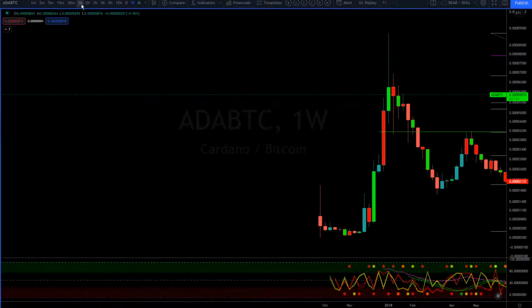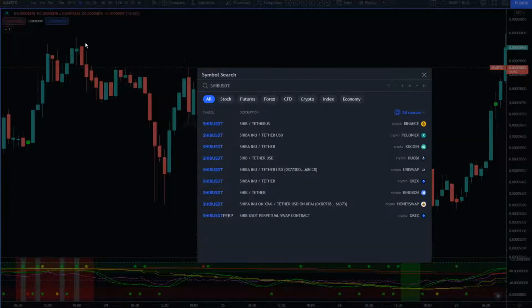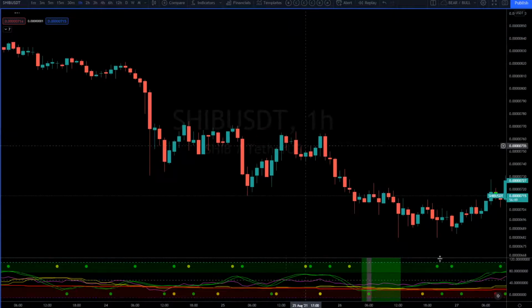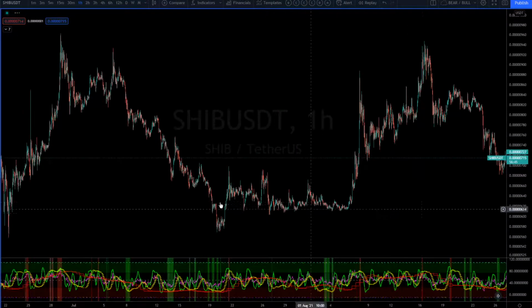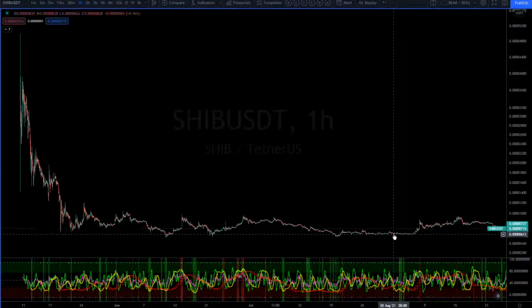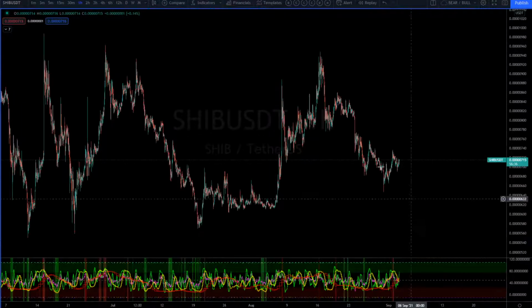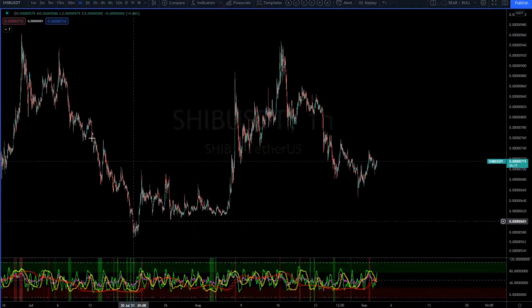I'd say SHIB actually looks pretty darn good. I would say that on lower time frames, there's accumulation that did occur for a long period of time, at about 612. It's at 714, but the upside potential here is pretty significant.